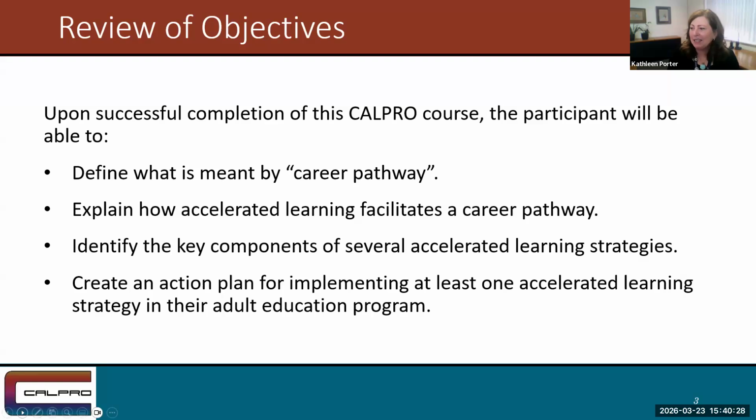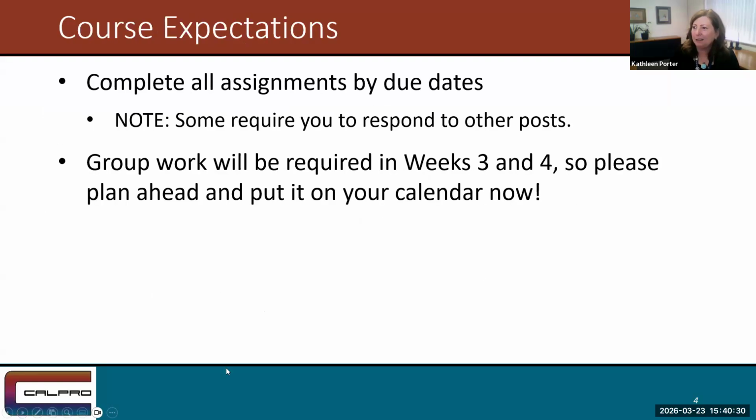Okay, so let's move ahead here. Just a reminder about the course expectations: trying to stay on top of the assignments, completing things by due dates. You all figured out that some of the assignments require you to post before you can see things. Some of the assignments are just your own reflections that you're posting.